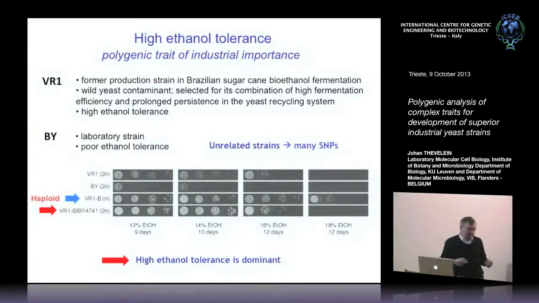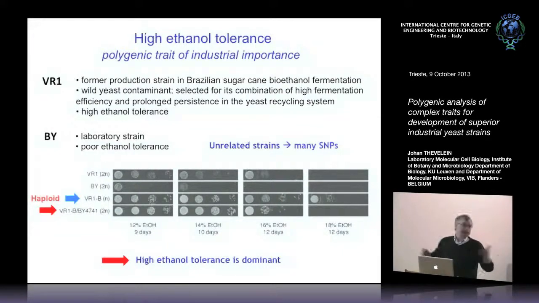The Brazilian production strains are yeast strains that come with the sugarcane into the fermentations and have been selected because of their good properties. And we have used this strain as a superior strain. It has very good ethanol tolerance. You can see 14%, 16%, even grows a bit at 18% ethanol. It's much higher than the laboratory strains that had up to then been analyzed for ethanol tolerance.